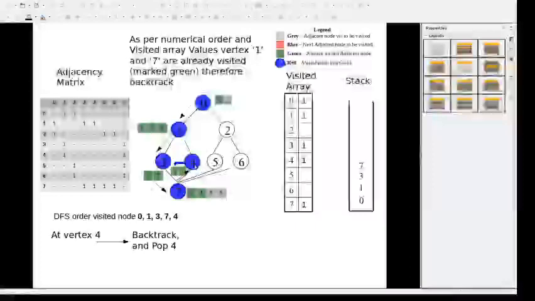So once I backtrack to 7, we will come to know that 3 and 4 both are already marked as green, because 3 is also visited, 4 is also visited, which are adjacent of 7. So the next in line will be 5. Okay, so the next node we are going to visit will be 5.